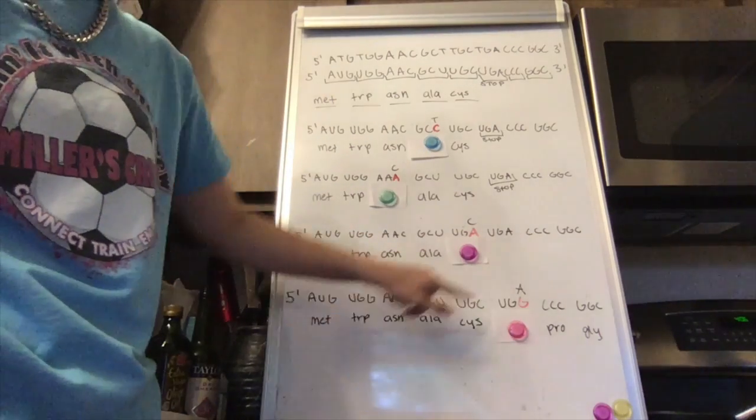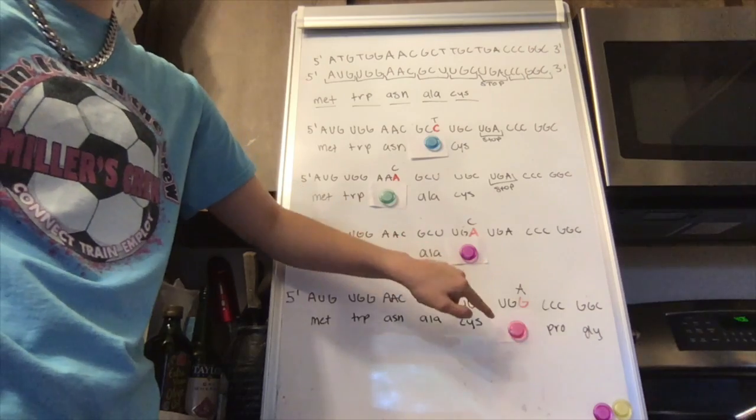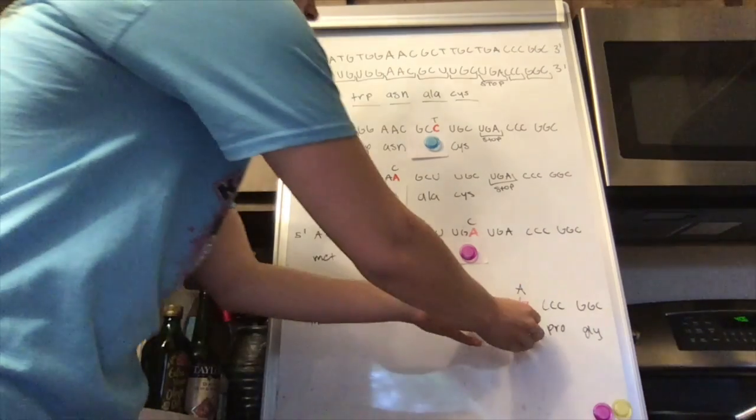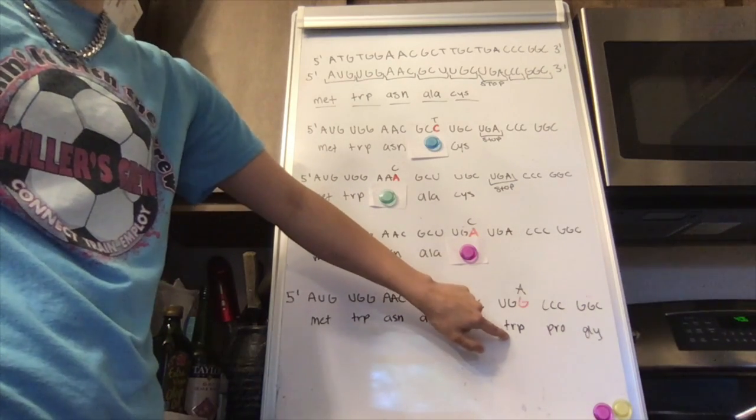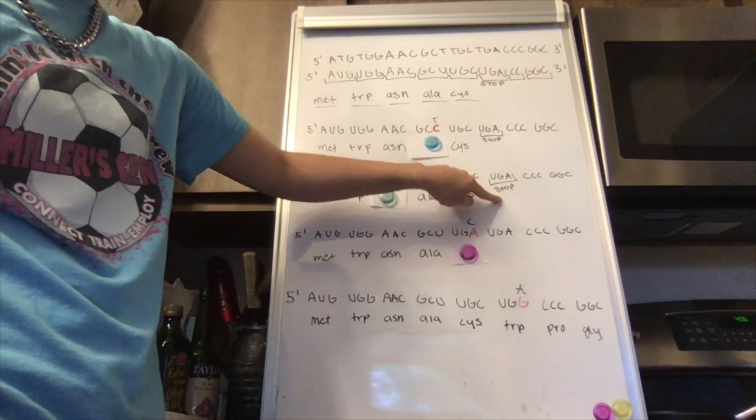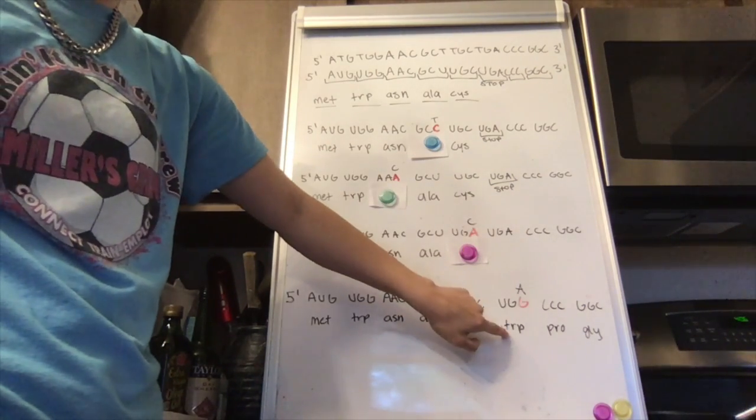And in this last example, we have an A to G purine-purine transition. This is going to result in an amino acid, whereas before it was a stop codon. So this is going to lead to a read-through mutation.